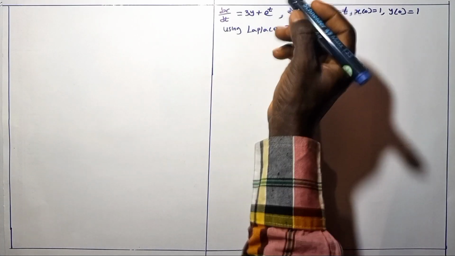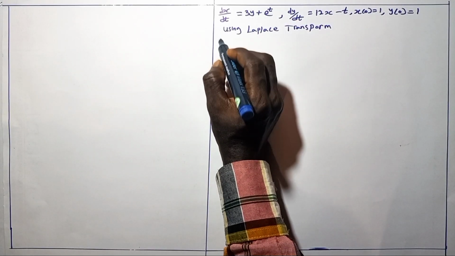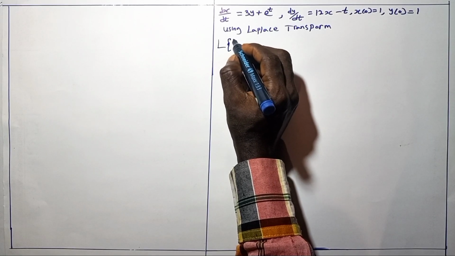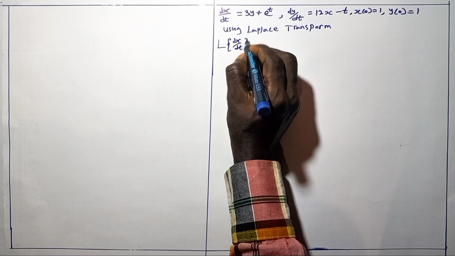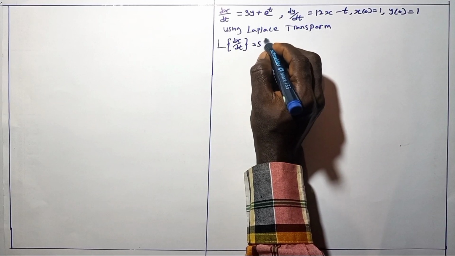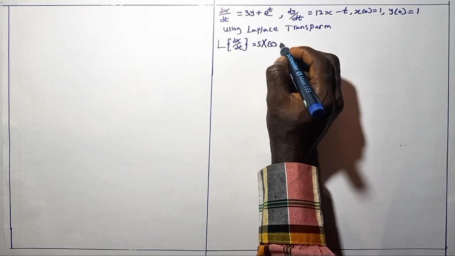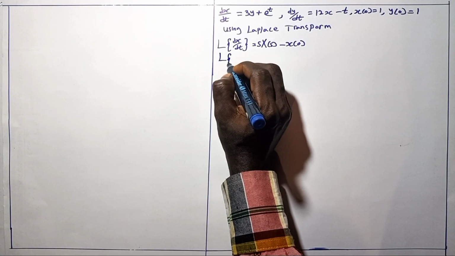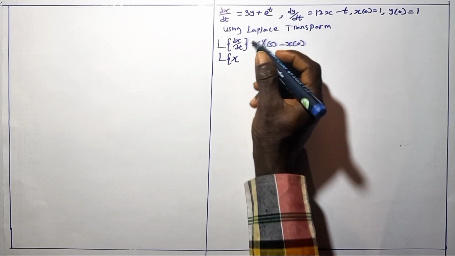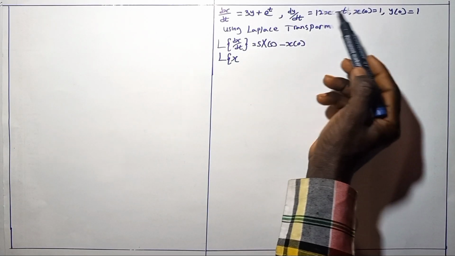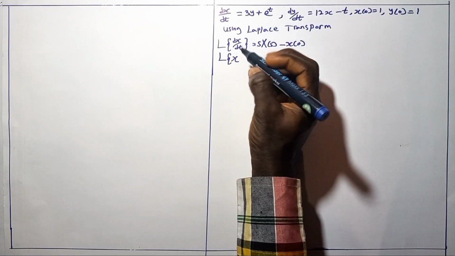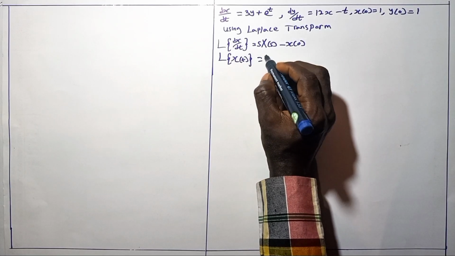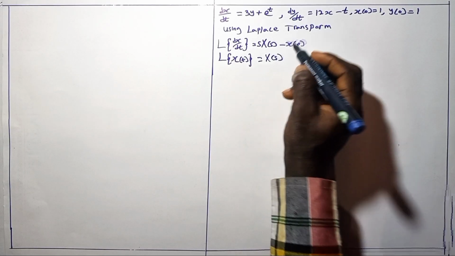Like I said, if you want to apply Laplace to this derivative function, it gives us sX minus x(0). This x is a function of time, as you can see, this is t, so x of t. When you apply Laplace transform to this, you get X(s).